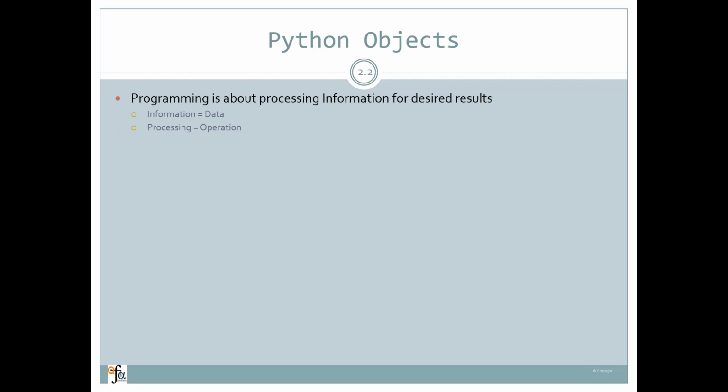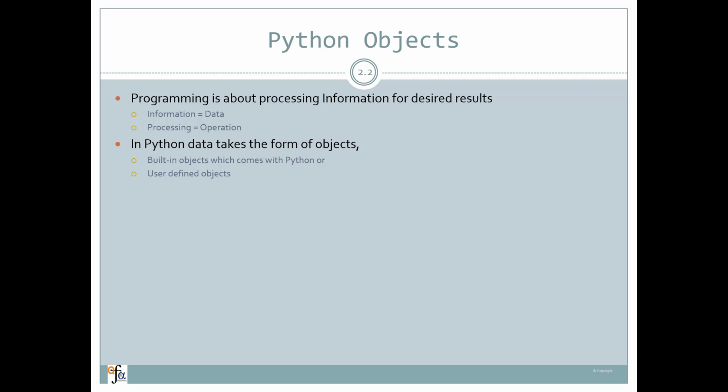Programming is all about processing some information for desired results to solve a particular problem. Now, this information which you are processing is the data. This data can come in any shape and size, and the processing you do on this data is called operation. In Python, this data takes the form of an object. Let's say you're trying to add two numbers, for example 50 plus 100. So these two numbers are your data, and addition is the operation you are trying to perform on this data.